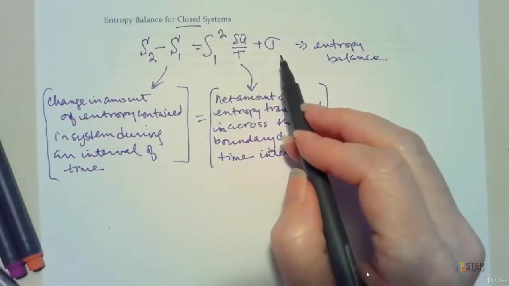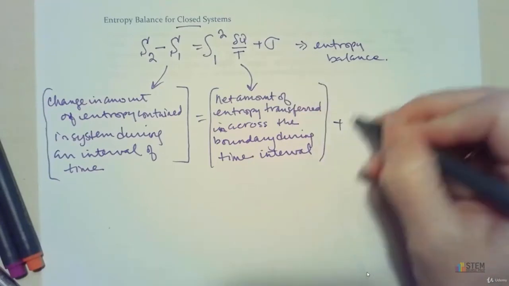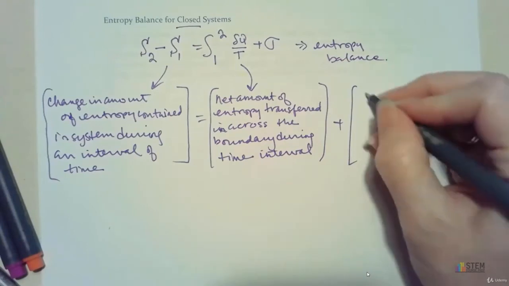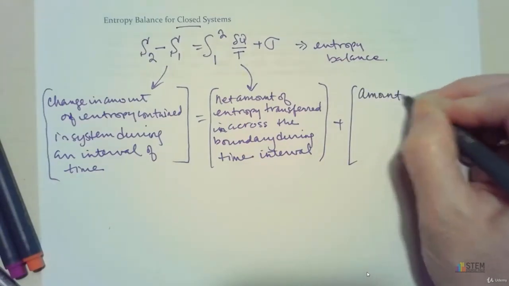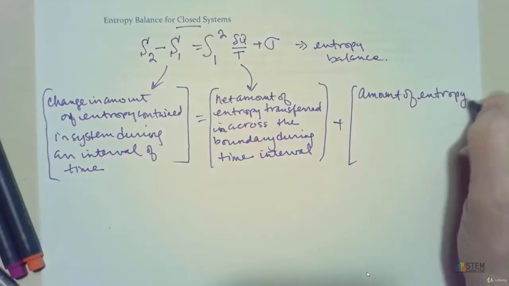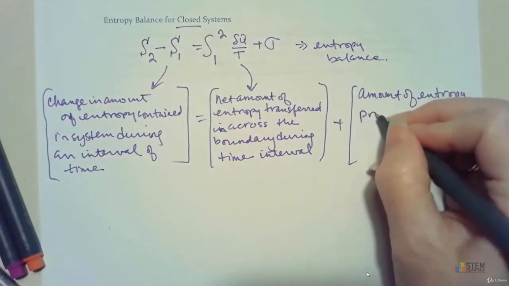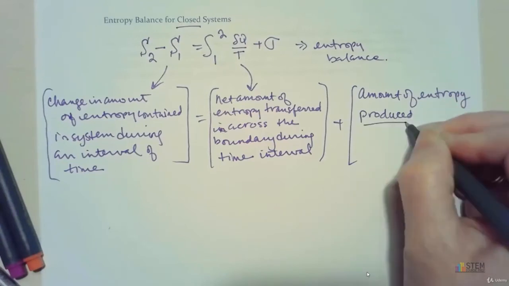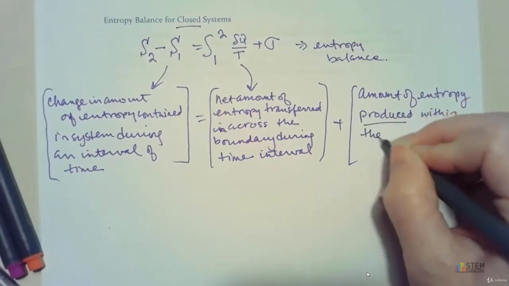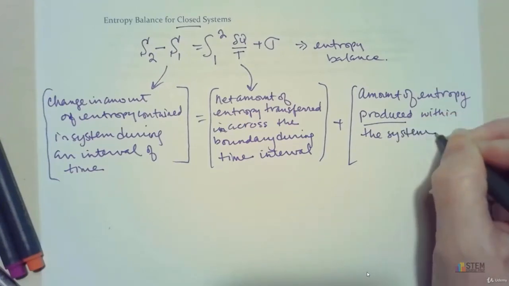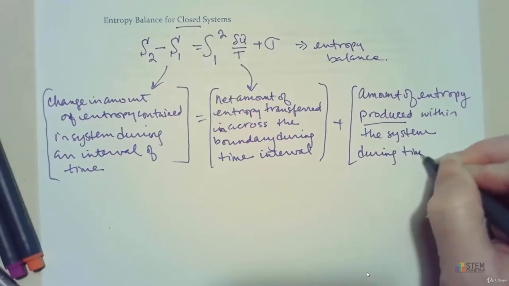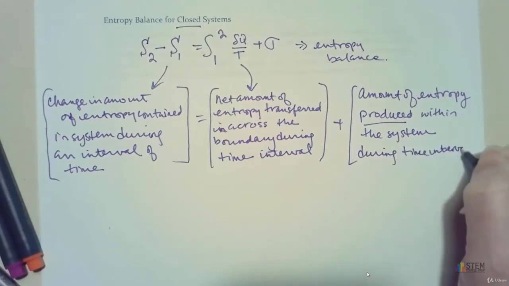Now we've got this little sigma part. So plus this last term here, this is going to be the amount of entropy produced within the system during the time interval. So that's what that sigma term is for.